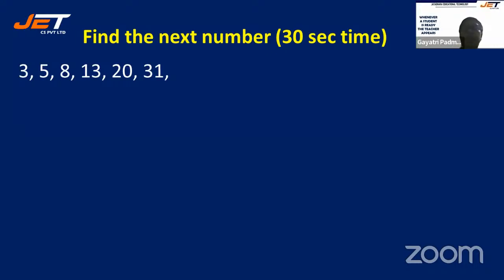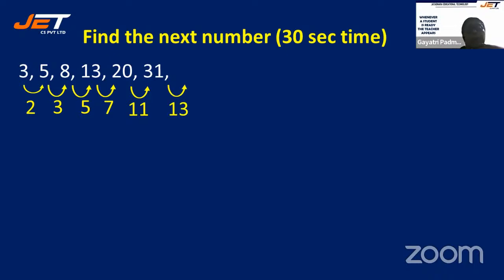3, 5, 8, 13, 20, 31. Yes, fine. Now what is it that we need to do? Let's find the relation between the first and the second number. So 3, if you multiply something, you will not get 5, isn't it? So the difference between 3 and 5 is 2. The difference between 5 and 8 is 3. The difference between 8 and 13 is 5. The difference between 13 and 20 is 7. The difference between 20 and 31 is 11. So these things are the prime numbers, isn't it?